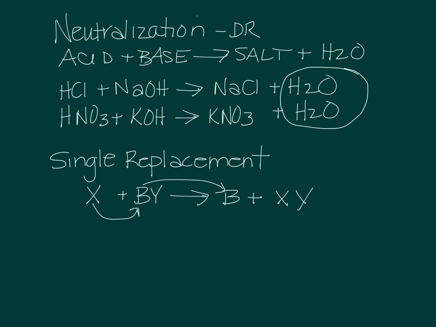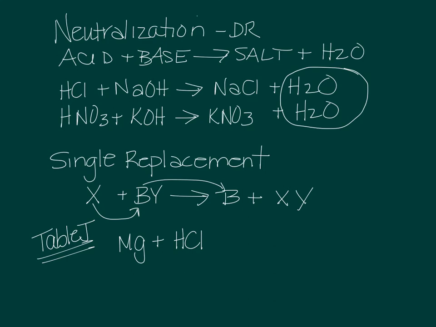Now, does this occur all the time? No. It is dependent on one thing, and that one thing is Table J. Table J is a reactivity table, and it has the most reactive elements on top and the least reactive on the bottom. So using a real example, Mg plus HCl. Mg has a +2 charge, H has a +1 charge. So positive can only kick out positive, negative can only kick out negative.